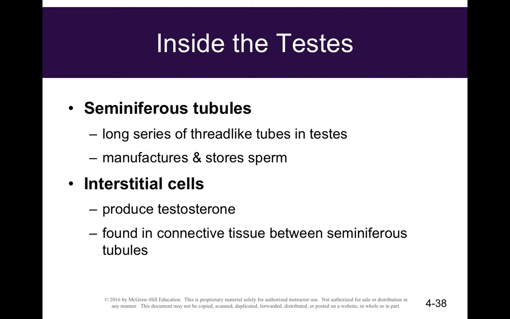Inside the testes, we have the seminiferous tubules, which are a long series of thread-like tubes that manufacture and store sperm. Sperm, seminiferous, both begin with S, right? So seminiferous tubules manufacture and store sperm. Interstitial cells are found in the connective tissue between the seminiferous tubules, and they produce testosterone. And you'll notice interstitial has three T's in it, so it produces testosterone, the interstitial cells.